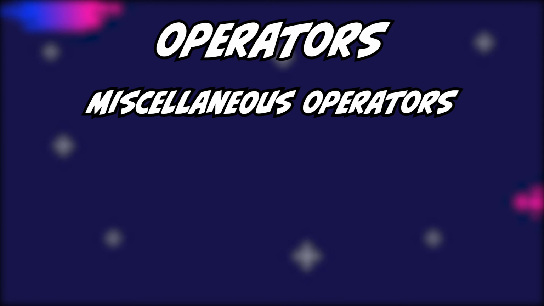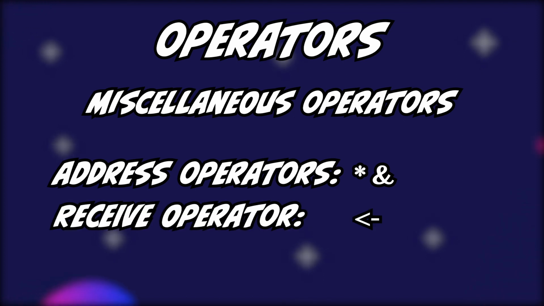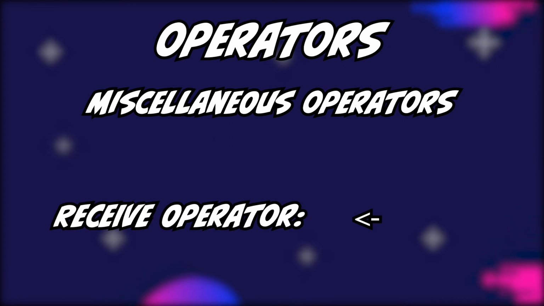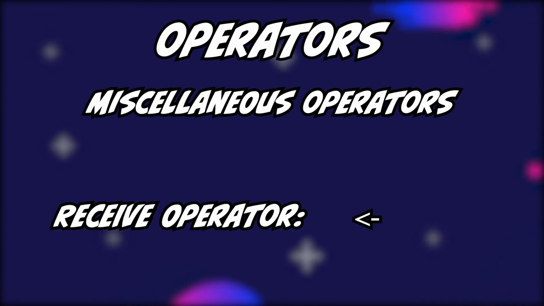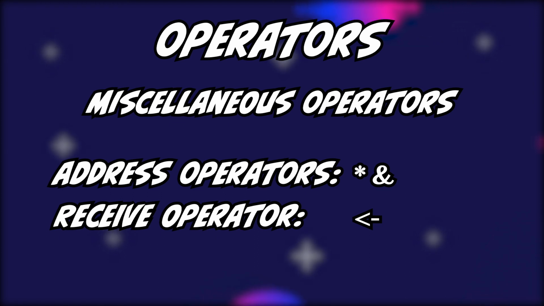Last but not least, we have some other operators that are not falling into any of the above categories. These are the two address operators as well as the receive operator. It does not make sense to talk about these yet, so I will skip them for now. As soon as we talk about pointers, the address operators will be explained. The same goes for the receiver operator. It only makes sense to talk about it while explaining how channels work. Both of these topics will be covered later in the tutorial series.